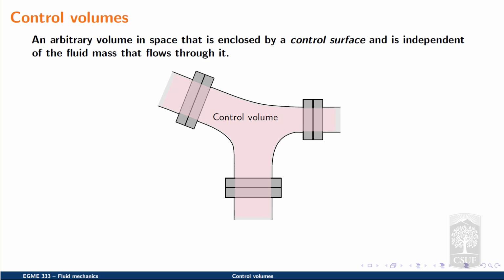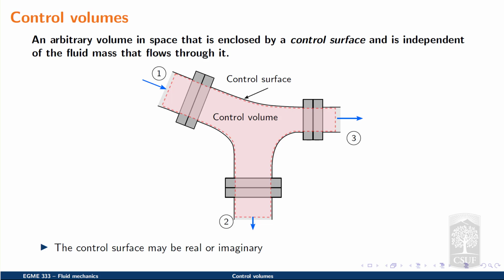If I isolate the region of space defined by the inner walls of the pipe system, I can consider that to be my control volume, where the control surface is composed of the inner walls of the pipe and this region, point 1, where flow is entering the control volume, this region here, point 2, where the flow is exiting the control volume, and this region here that is also exiting the control volume. Notice that the control surface may be real or imaginary or a combination of both, as in this case.